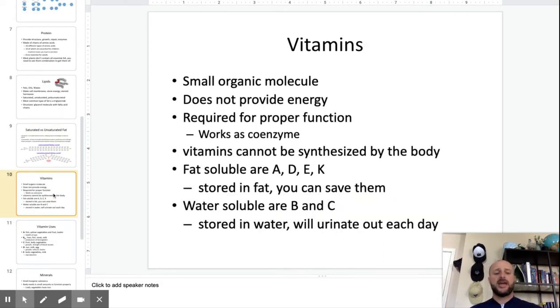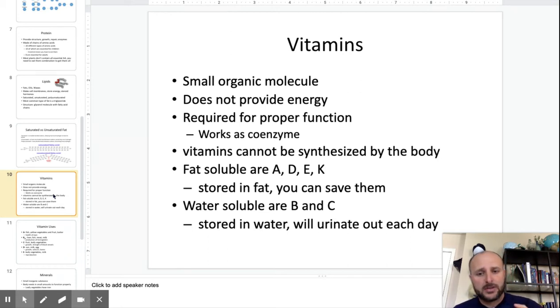Okay. The next category or organic class of nutrients is vitamins, and they are small, and they don't provide you energy. That's kind of a misconception. You only get energy from carbohydrates, proteins, and lipids, not from vitamins. They are required, though, for proper function, especially working with enzymes. They cannot be synthesized by the body, so you have to eat them.